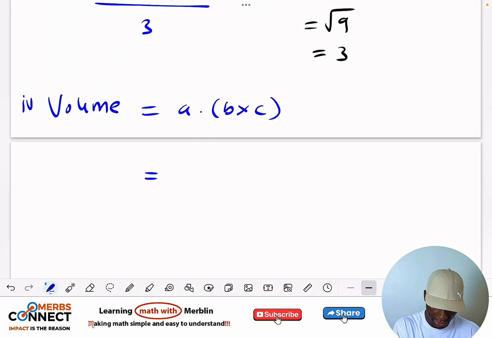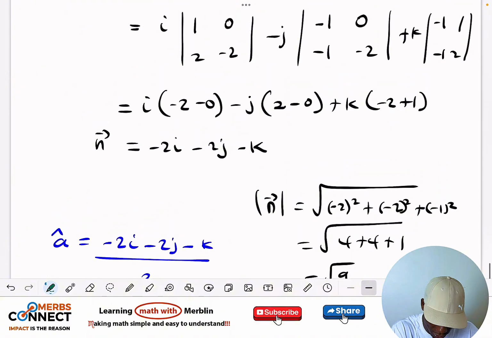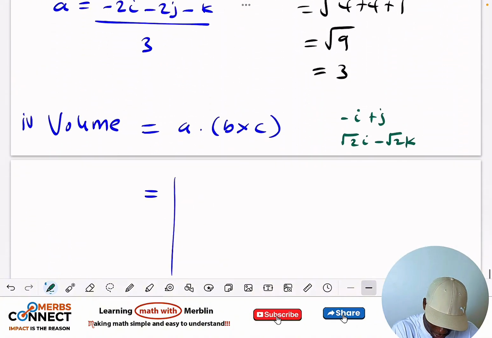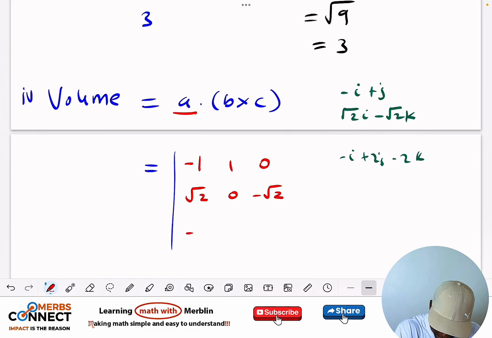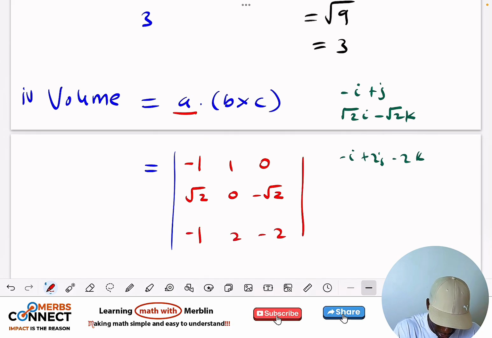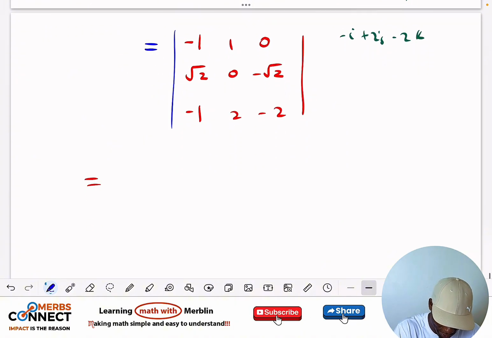Now we know that A is minus I plus J. We know that B is square root of 2I minus square root of 2K. And we know that C is, I wrote C here, minus I plus 2J minus 2K. Good. So we just put them here. So first one is A. So we are going to have minus 1, 1, 0, square root of 2, 0, minus square root of 2, and then minus 1, 2, minus 2. So that is what we are going to get from here. So we just do the normal thing, and then we are done.